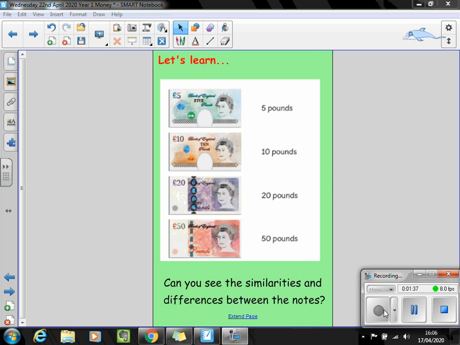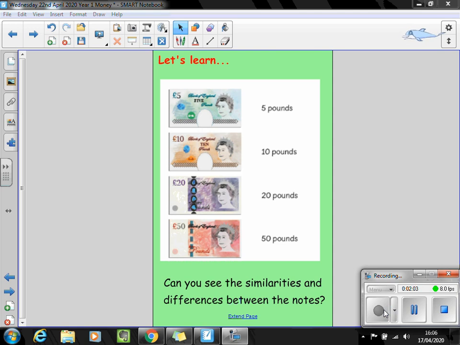Let's have a look at the Let's Learn and see if you were correct. We can see the note with the green colouring is a £5 note. Can you see in the top left corner it says 5, and in the middle you've got the word 5. The orange coloured note is a £10 note. Again, we've got the number 10 in the left hand corner and the word written as 10.